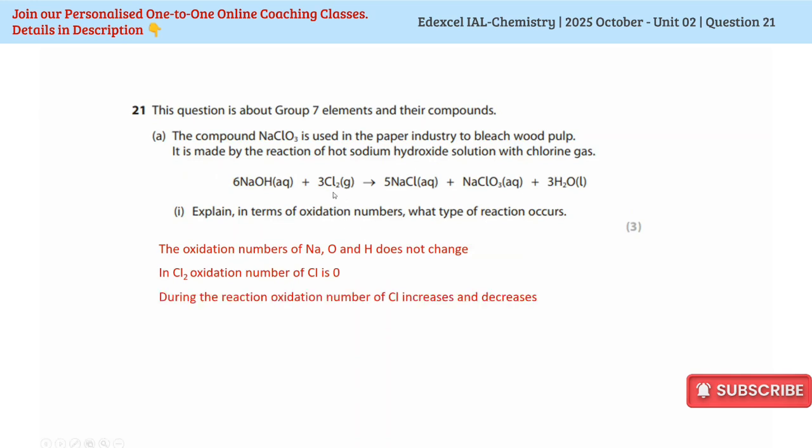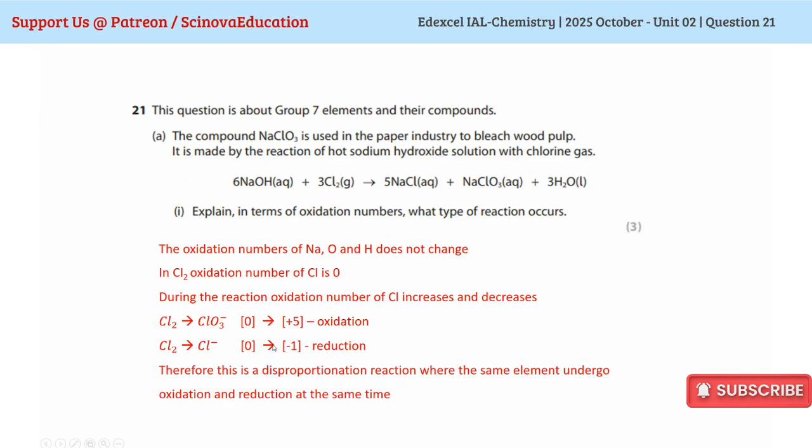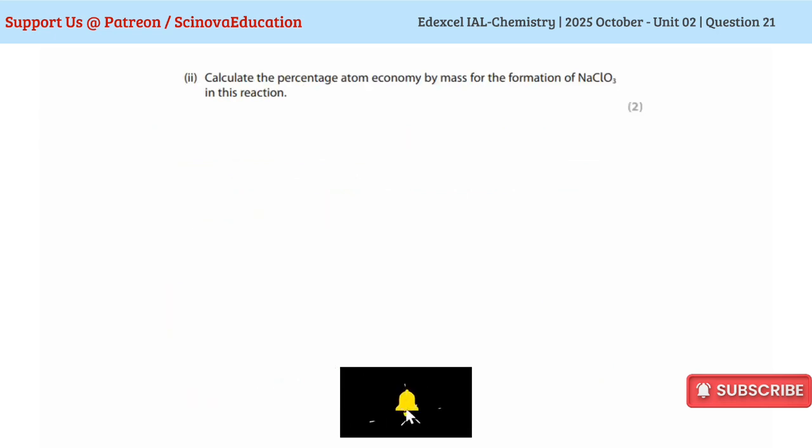We can see in chlorine gas on the reactant side, it is in zero oxidation state. In product side, it is in two oxidation states. In sodium chloride, in -1 oxidation state, in chlorate 5 ion, in +5 oxidation state. So reduction and oxidation both happen as shown in these two expressions. So this is a disproportionation reaction where the same element undergoes oxidation and reduction at the same time. This is a special type of redox reaction.